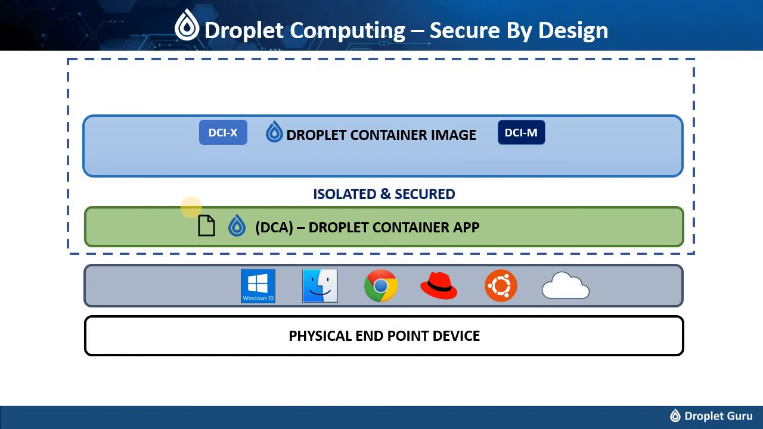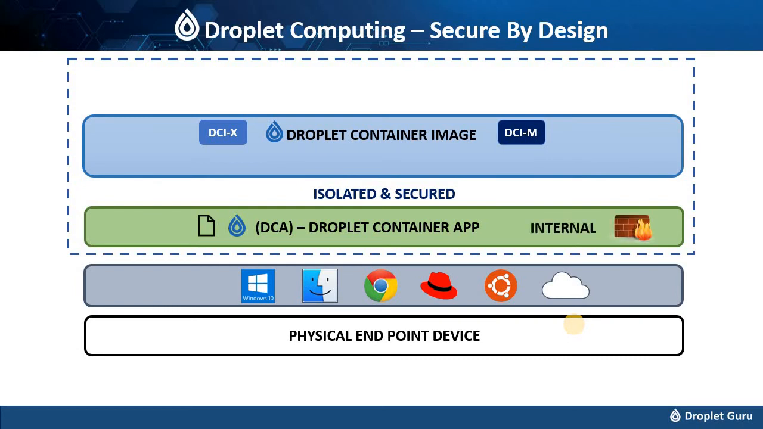When you install Droplet Computing, you're actually installing a sandbox container, a container that's fully isolated and secured and separated away from the host operating system and physical device. Anything you put inside the container cannot be seen, cannot be penetrated, and there is a full pen test available on request should you wish to read in more detail exactly how it performed.